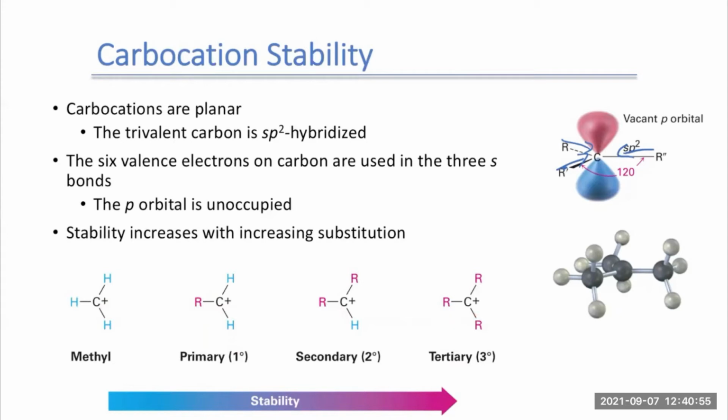Now remember, these have to be electron donating groups. If they're electron withdrawing groups, so if they pull electron density away, if they're electronegative, it's not going to stabilize it. You have to have something that can donate electrons, usually carbons. If you have a bunch of carbons there, so if these R groups are carbons, that'll help stabilize it.